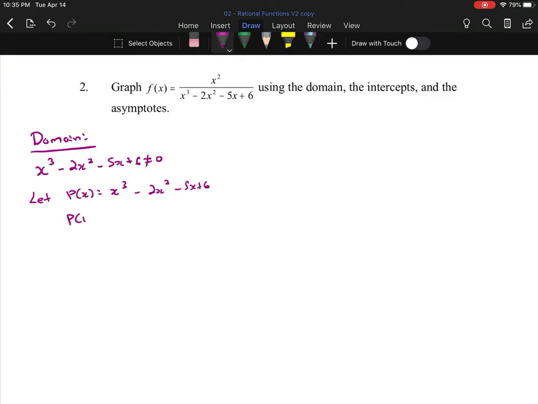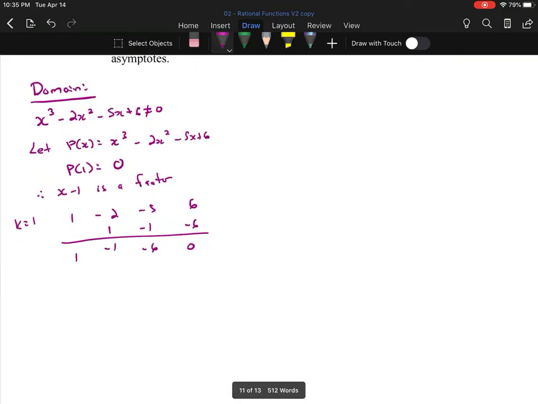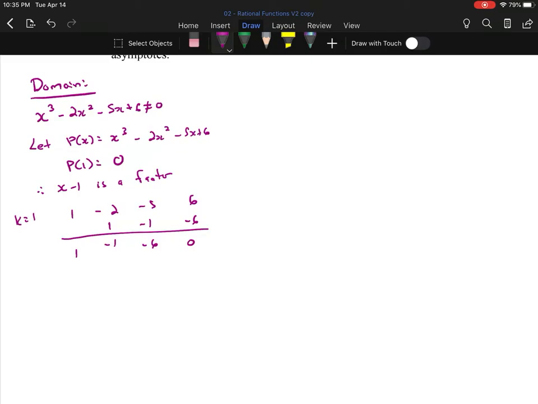Try some different values. Try p of 1. 1 minus 2 is negative 1, minus 5 is negative 6, plus 6 is 0. Oh, that works. Therefore, x minus 1 is a factor. Synthetic division with k equals 1: 1, negative 2, negative 5, 6. Bring down the 1. 1, negative 1, negative 1, negative 6, negative 6, 0. Very good. That went pretty well.